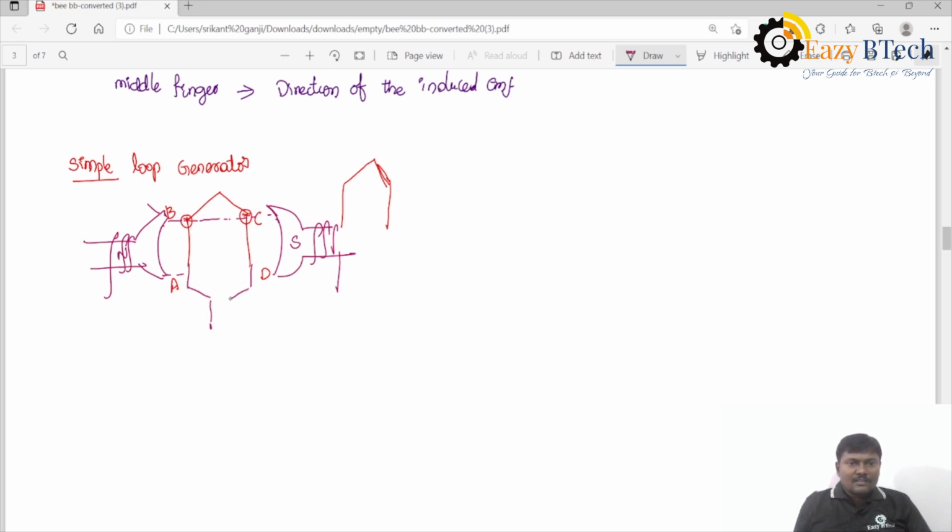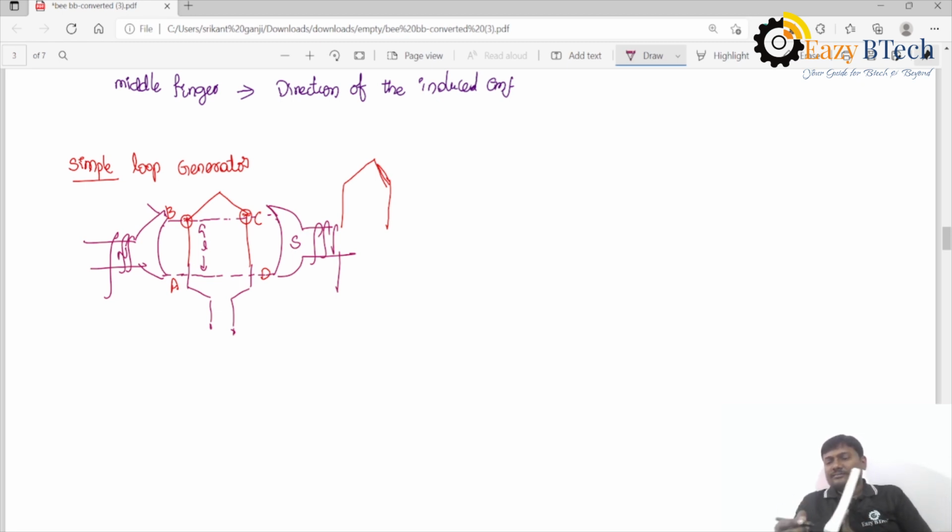Here also same thing, right? So up to this only, these are present in the magnetic field. This length is called the active length of the conductor. So I will take one textbook here.